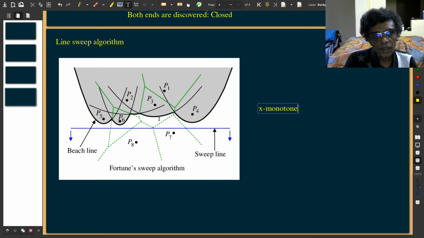This shows a general situation of what happens. This is not an interesting position where some event is happening. So now let us look at what events are possible and how to handle them.